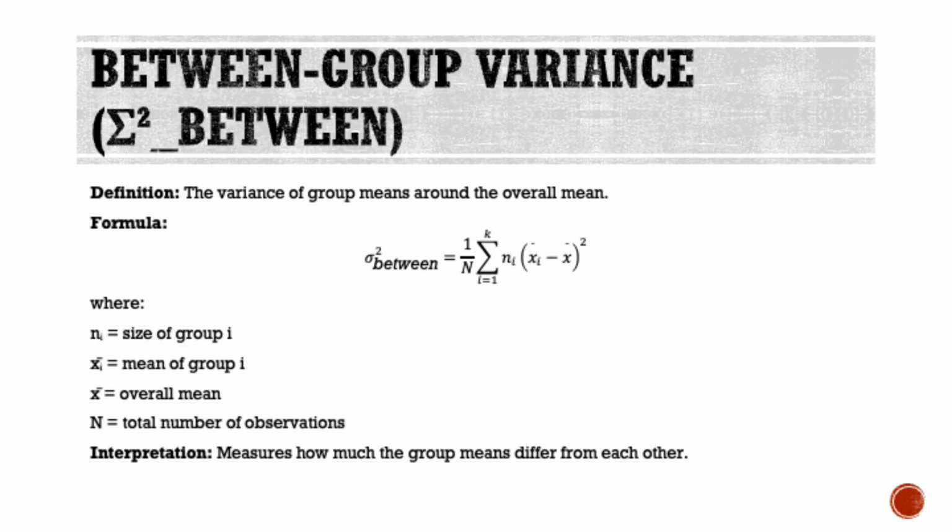Between group variance, denoted sigma squared between, measures how much the group means differ from each other.